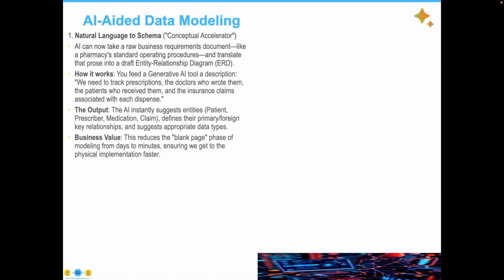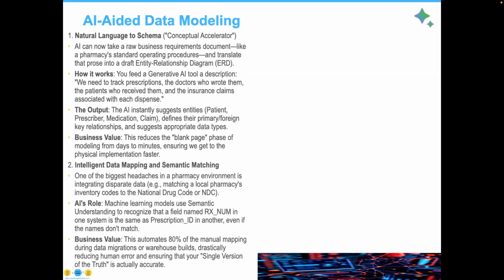I asked Gemini again, what can you do about using AI to aid data modeling? Again, natural language to schemas. Yes, you can feed a generative AI a description that says we need to track prescriptions, the doctors who wrote them, and the patients, and it will come up with suggested entities and produce an actual model for you. Once again, AI is not 100%. It's about a B student, about an 85. But as long as you do this, you can do some really good things with it.